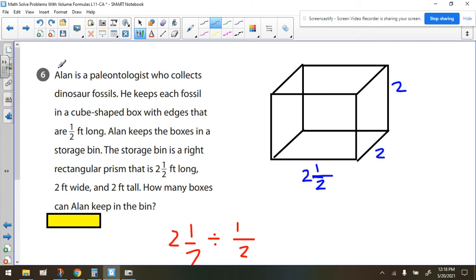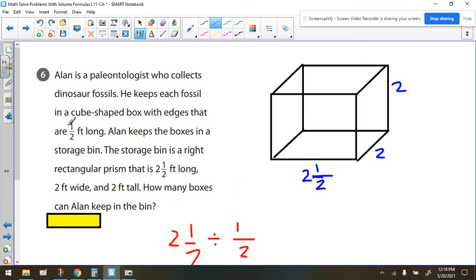We're looking at question number 6. Alan is a paleontologist who collects dinosaur fossils. He keeps each fossil in a cube-shaped box with edges that are half a foot long. Alan keeps the boxes in a storage bin, which I have represented here, by the way. The storage bin is a right rectangular prism that is 2.5 feet long by 2 feet wide and 2 feet tall. How many boxes can Alan keep in the bin?